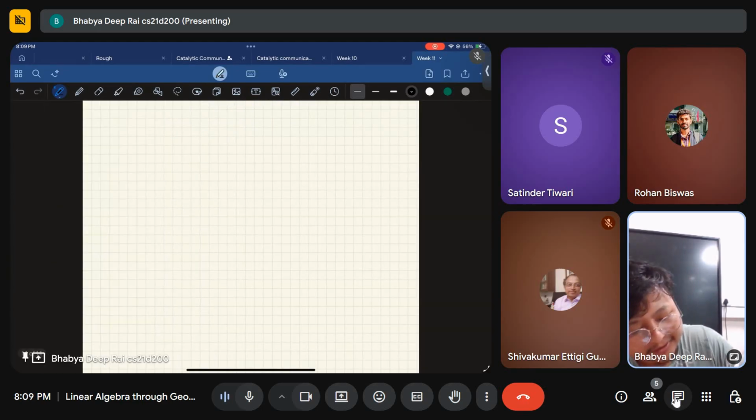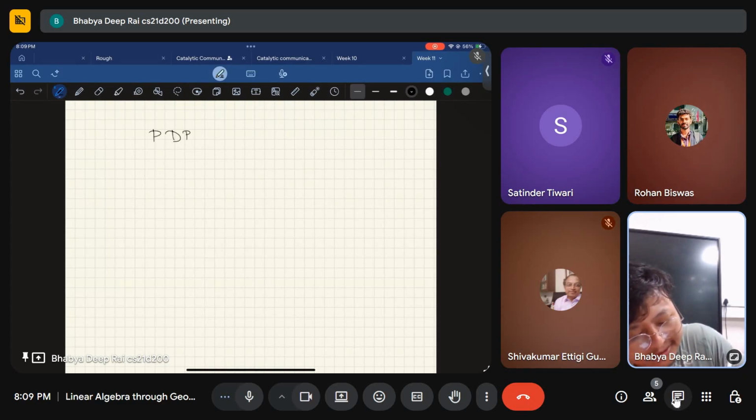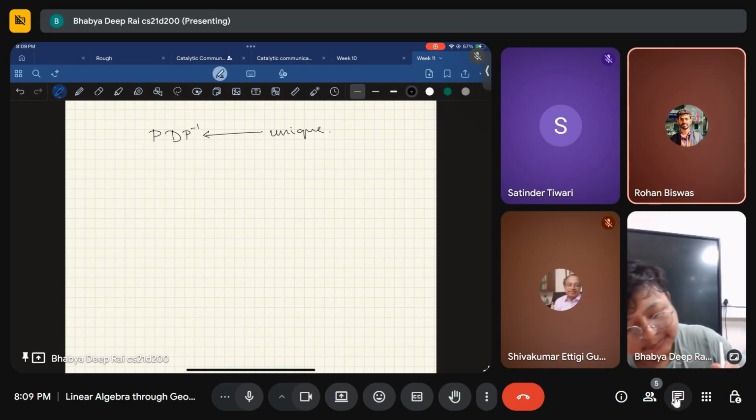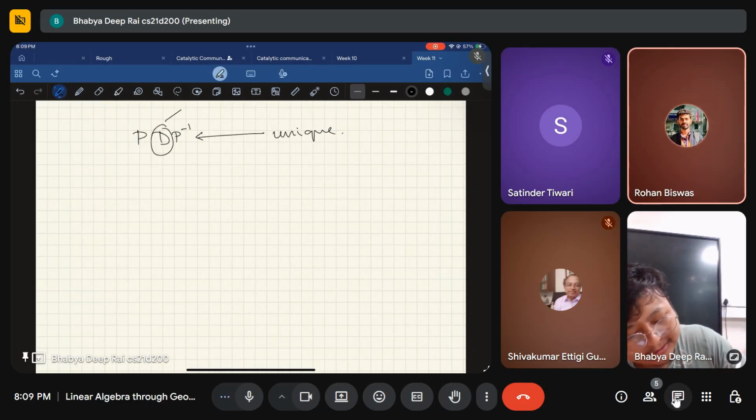Let's try to argue that. Okay, so what you are saying is, if I do PDP inverse, this is unique, right? There is no other way to do it. Then yeah. So for a unique D, is the diagonalization unique, or can we have a different P? Can you have a different P?